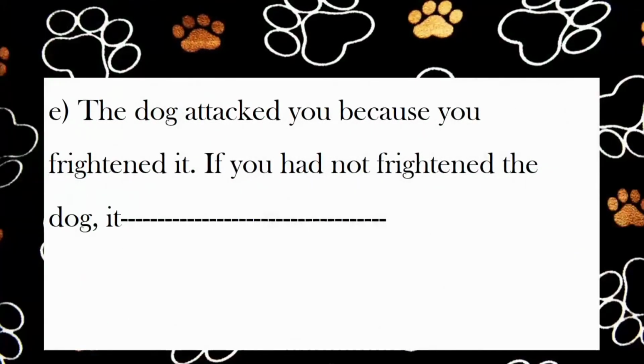Number E says, the dog attacked you because you frightened it. If you had not frightened the dog, the dog would not have attacked the person we are talking about here. Here, two things happened, two actions took place. One, the dog attacked, and two, you frightened it.